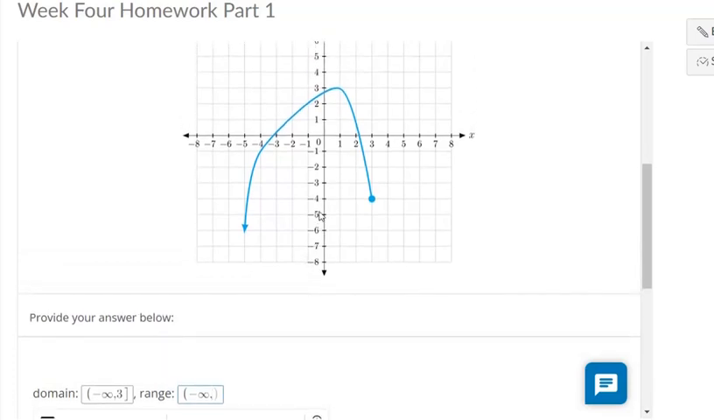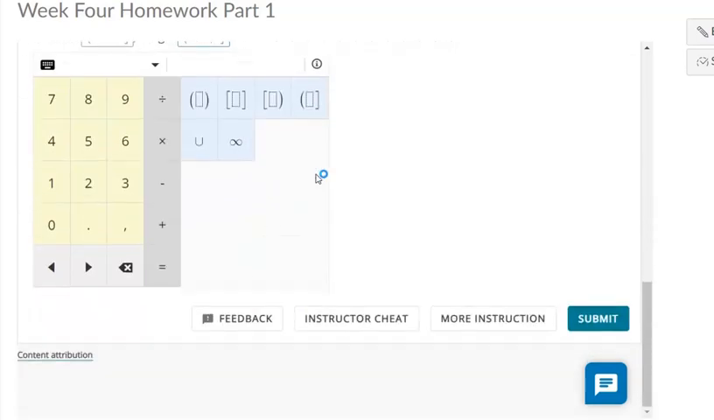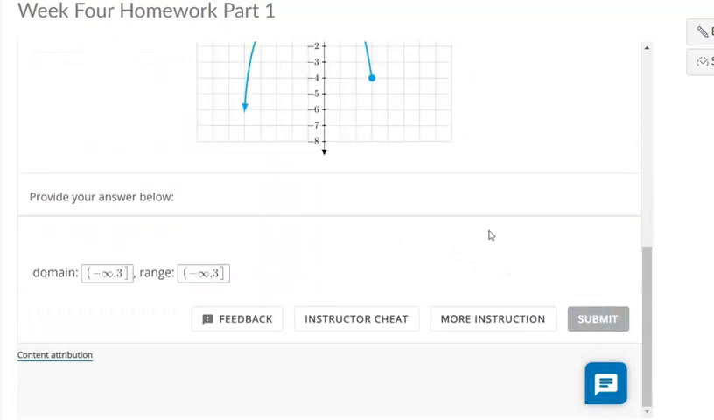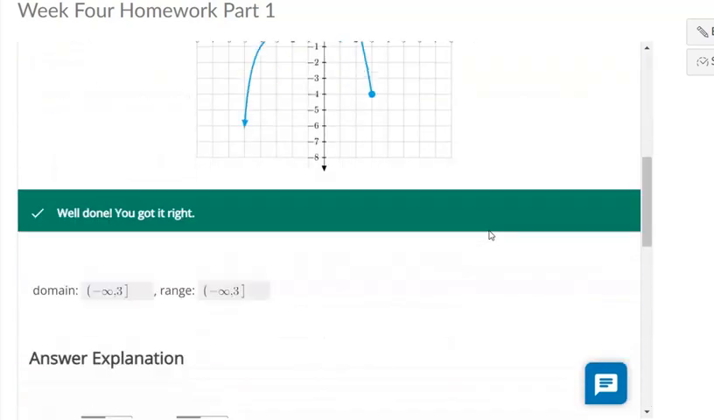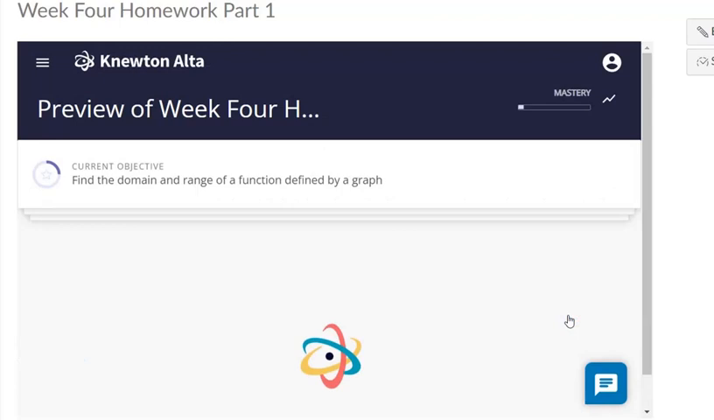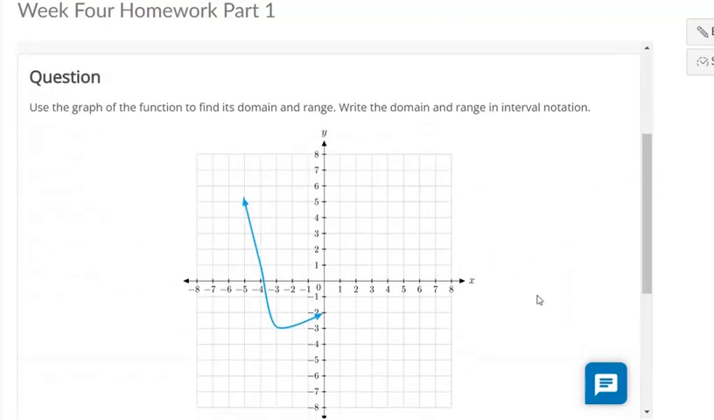And then how high can we go on the graph? It looks like y equals 3 is possible. And so I'm going to use a bracket because we're going to assume we can get exactly y equals 3 out of it. And there we go. So that's the domain and range, just all the possible x and all the possible y values.